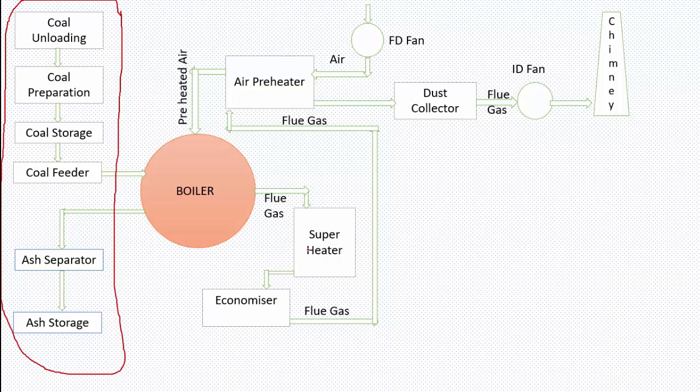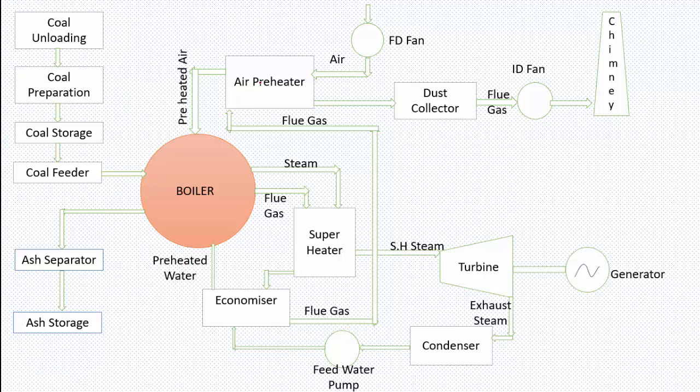Enormous amount of heat is extracted in the superheater, another part of heat is extracted in the economizer, and another part of heat is extracted in the air preheater. Now we will go to the next circuit, that is the feed water and steam circuit. So again, here there is the feed water and steam circuit.